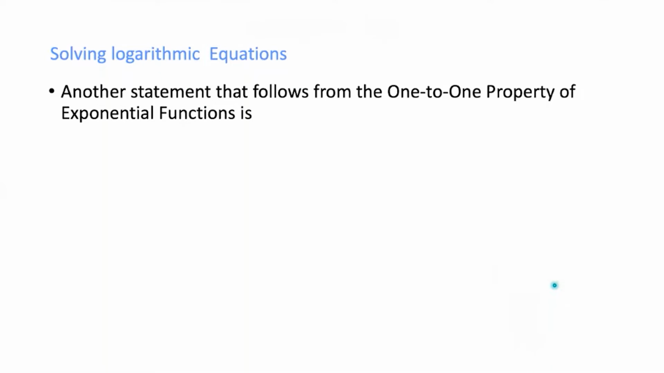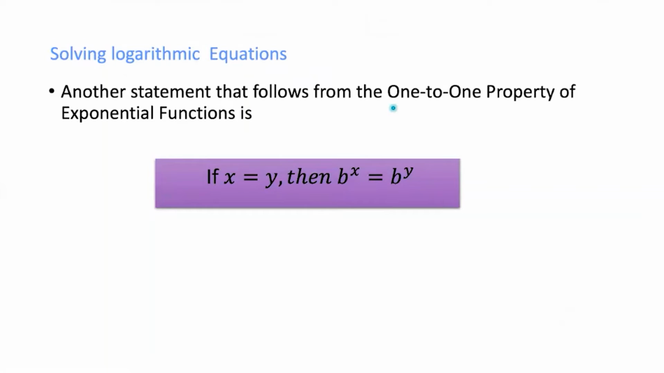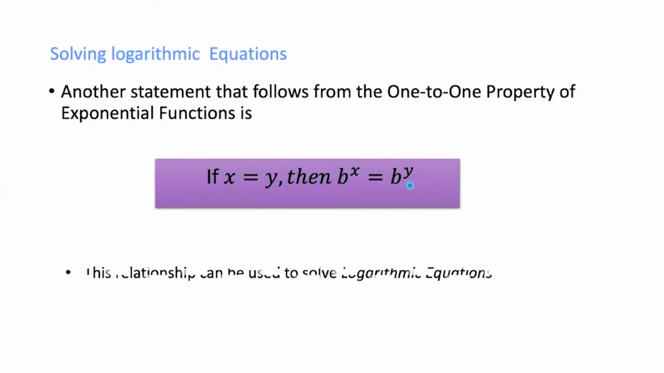Okay, let's move on. So we're still on solving equations, but now we'll take a look at solving logarithmic equations. Another statement that follows from the one-to-one property is if x equals y, then I can say that b to the x is equal to b to the y. And this relationship can be used to solve logarithmic equations.